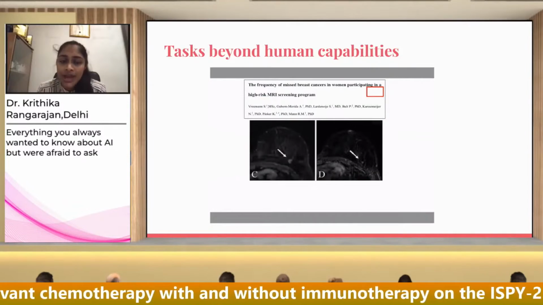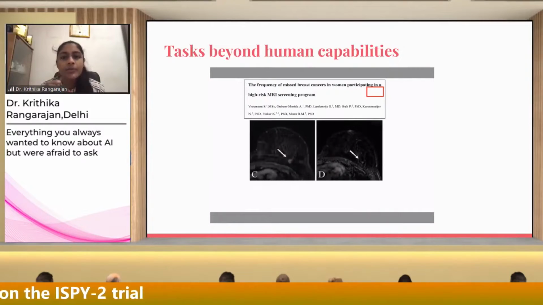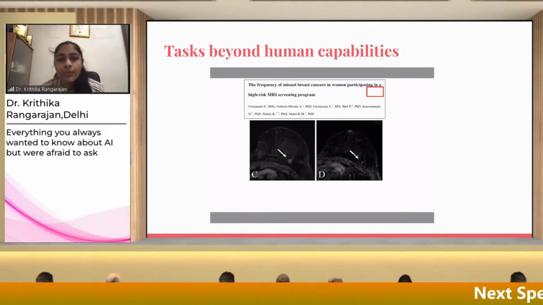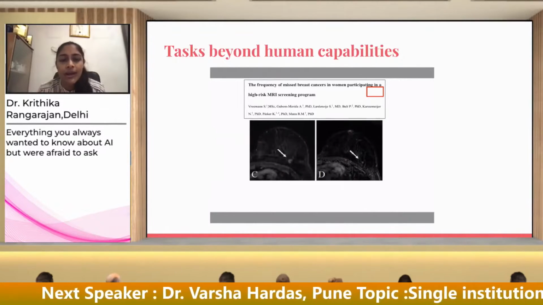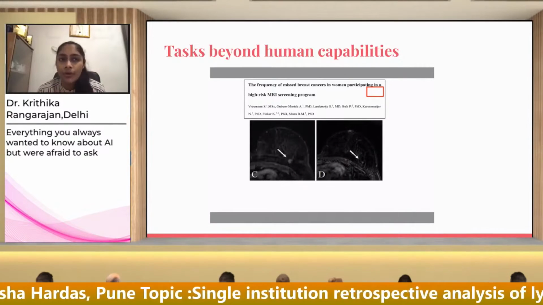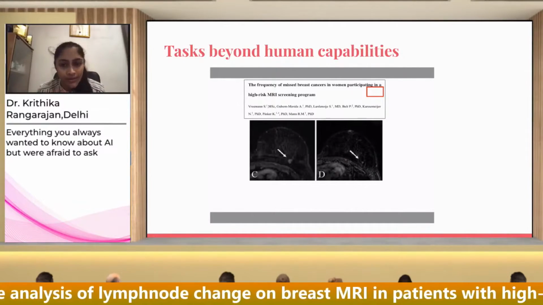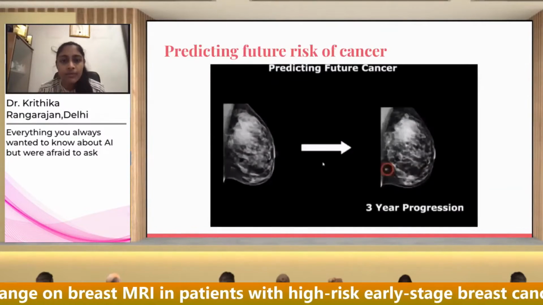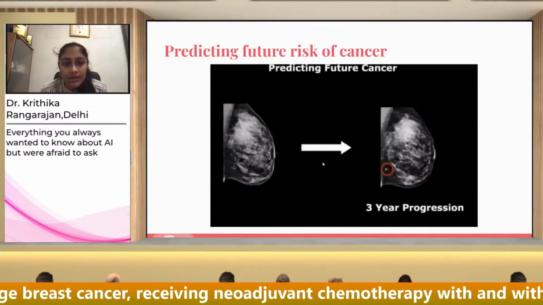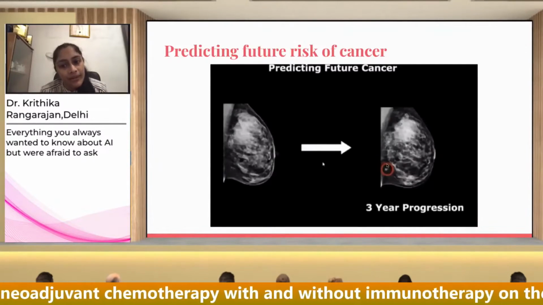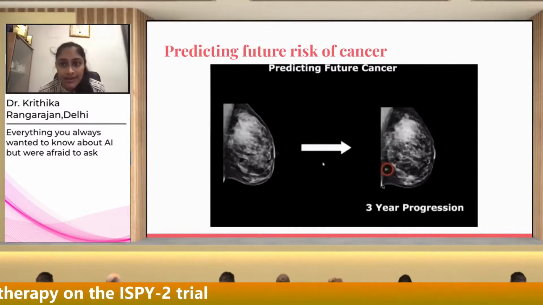Coming to tasks which actually extend human capability, deep learning is capable of finding certain features which may not really be truly visible to the human eye. For instance, if you were to look at progression of certain lesions to become cancer, this is one area where humans actually don't do very well. This is an example from the author's own study, where she talks about a particular lesion in the breast, where the task was to predict a 3-year progression of lesions into cancer.